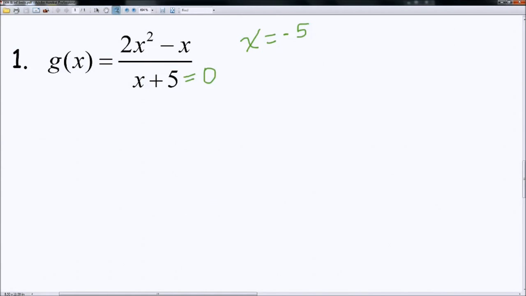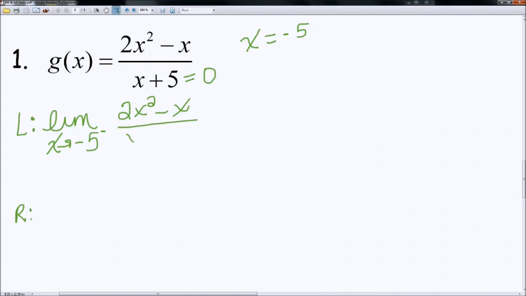And so we're going to go ahead and check from the right-hand side and left-hand side of our vertical asymptote. I'm going to write an L just to denote the left-hand side and an R to denote the right-hand side. And so I have the limit as x approaches negative 5 from the left. And I'm just going to write my function, 2x squared minus x divided by x plus 5. I'm going to create a little bit of room on the side just to help you out.